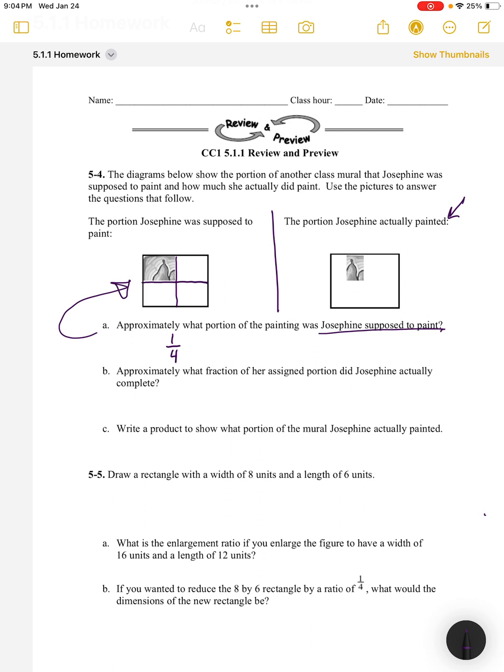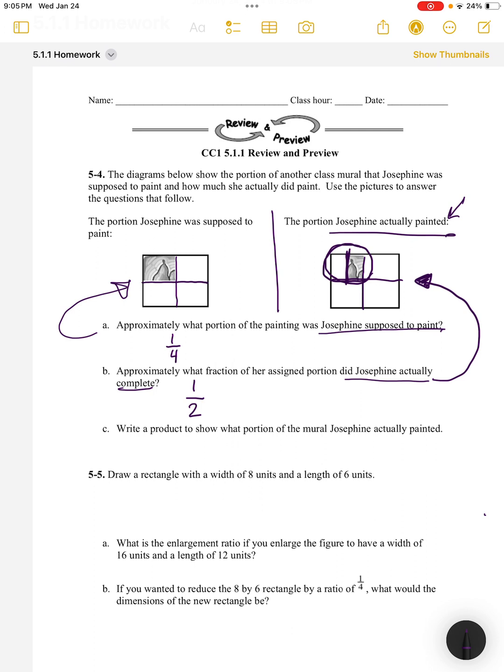she agreed to about a quarter of the mural. Now, of what she agreed to do, for part B on this side, it says, what did she actually complete? And this is what she actually painted. Well, she agreed to do this whole section here, but she only did half of it. So she did half of what she said she'd do.